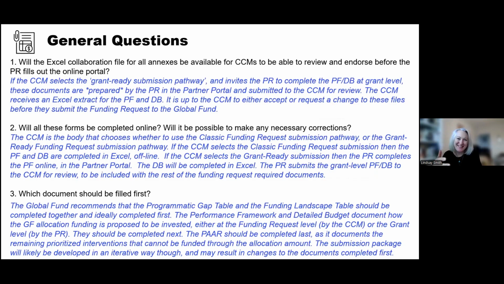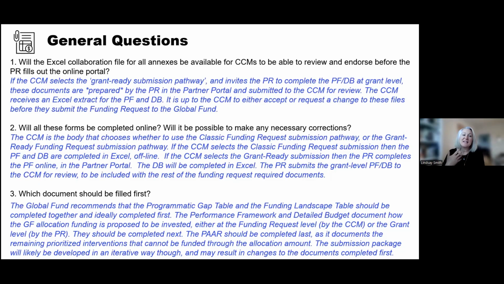And as we described in the previous session on using the full review form for the core and high impact portfolios to complete their total funding request, it is up to the CCM to select whether or not to use the classic submission pathway or the grant-ready submission pathway. If the CCM selects the grant-ready submission pathway, then they request the PR to complete the performance framework and detailed budget at the grant level. Those are prepared by the PR and then they're submitted to the CCM for review.